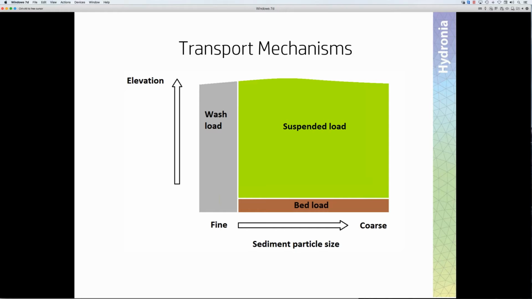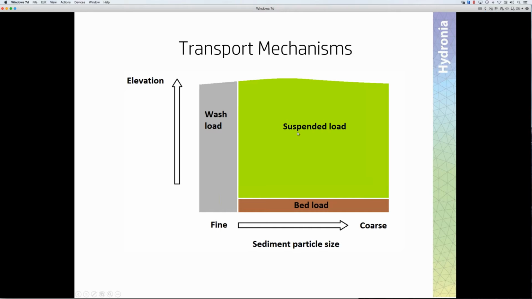So a model needs to be able to represent both the suspended load and bed load. The wash load, as I said, is not the kind of transport we are worried about because it does not generate any erosion or deposition except on very flat or very low velocity areas in coastal environments.